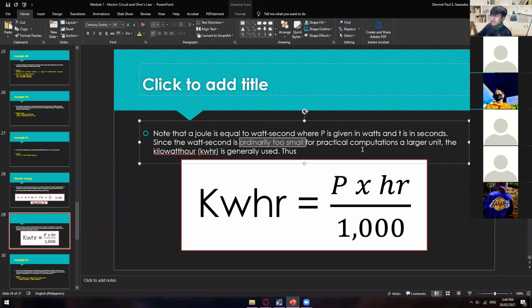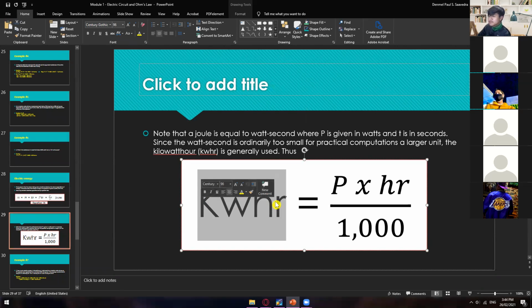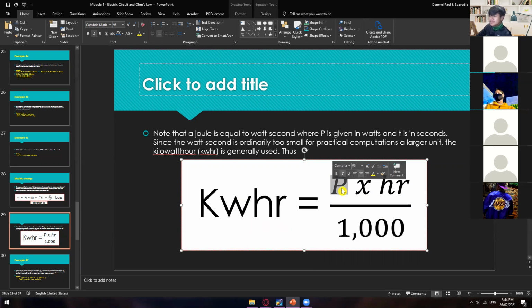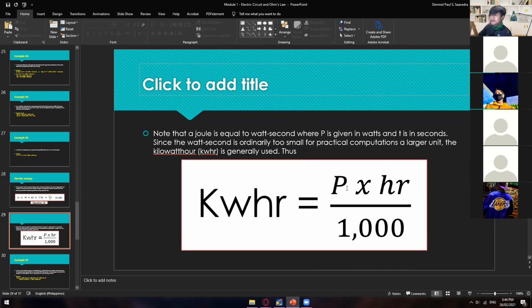That is actually what we are using in terms of our everyday usage here in our home. They measure our electricity consumption via kilowatt hour. We have this formula when it comes to kilowatt hour: P, the power, times the hours, divided by 1000. Let's have an example using this formula.